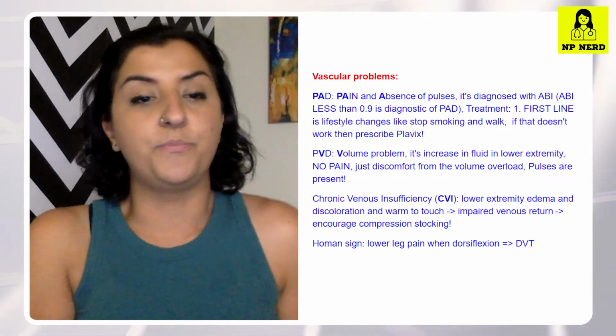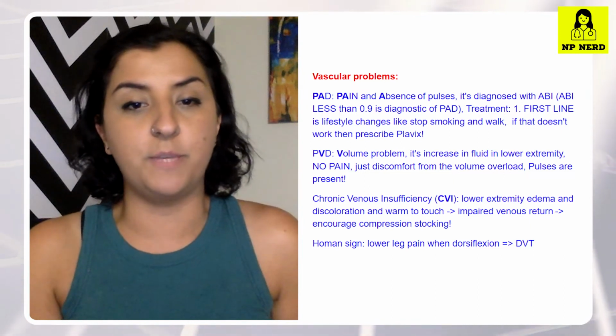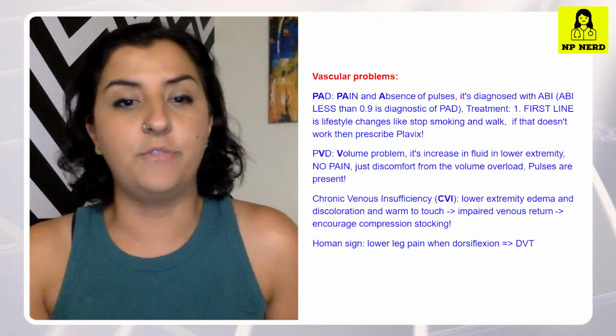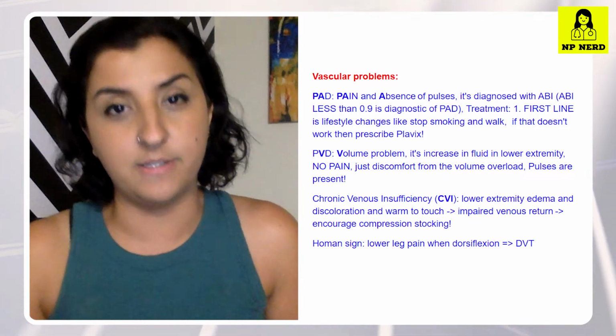Easy, straightforward. So the first line of treatment is lifestyle changes. You gotta tell them to stop smoking and start walking. And if that doesn't work, then you move on to Plavix.